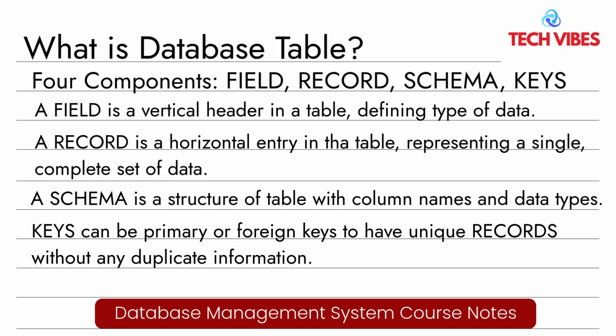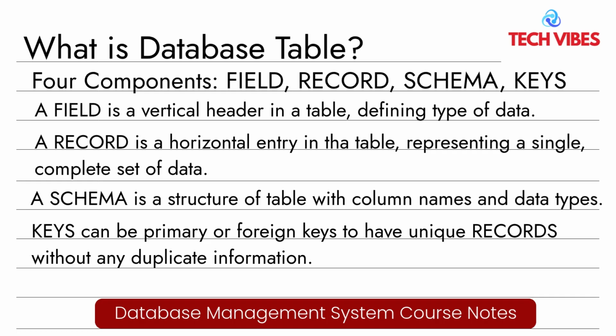A field is a vertical header in a table defining type of data. A record is a horizontal entry in the table representing a single complete set of data. A schema is a structure of table with column names and data types. Keys can be primary or foreign keys to have unique records without any duplicate information.